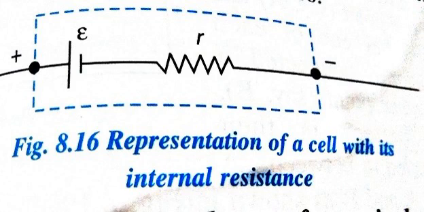When the circuit is complete, we saw that there is a flow of electrons inside the electrolyte also, that is, inside the cell. So inside the cell also current is flowing, and inside the cell also resistance is going to be offered. That is known as the internal resistance of the cell.